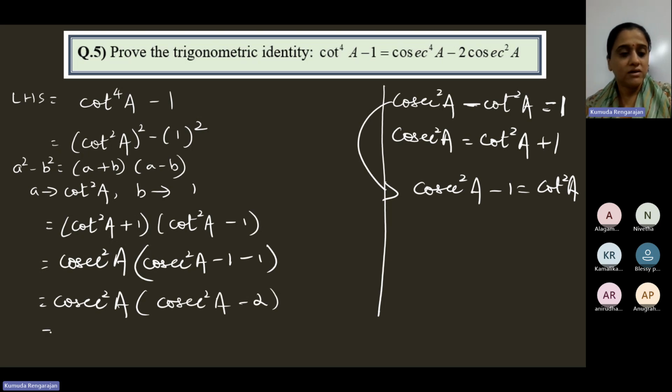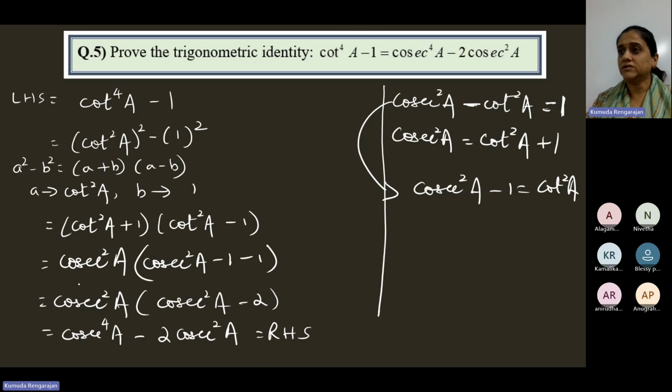Now multiply. Open the bracket. So it will be cosecant A to the power 4, because A square into A square is A to the power 4, minus 2 cosecant square A, which is the RHS. All right.